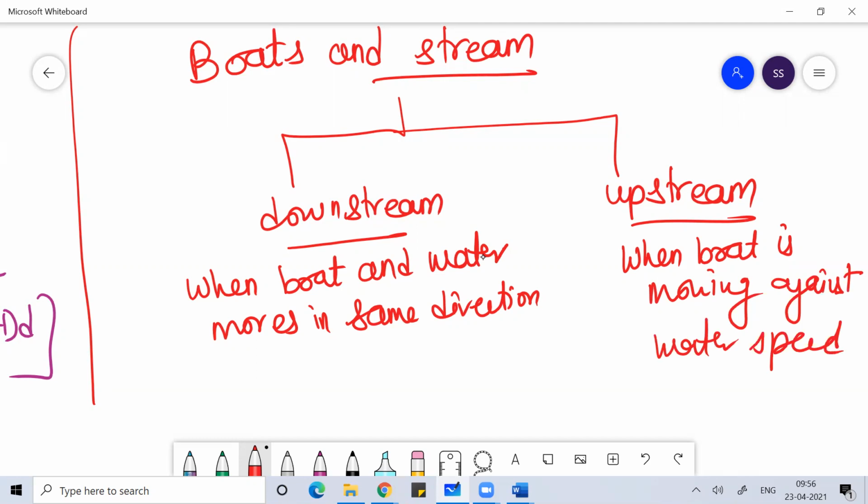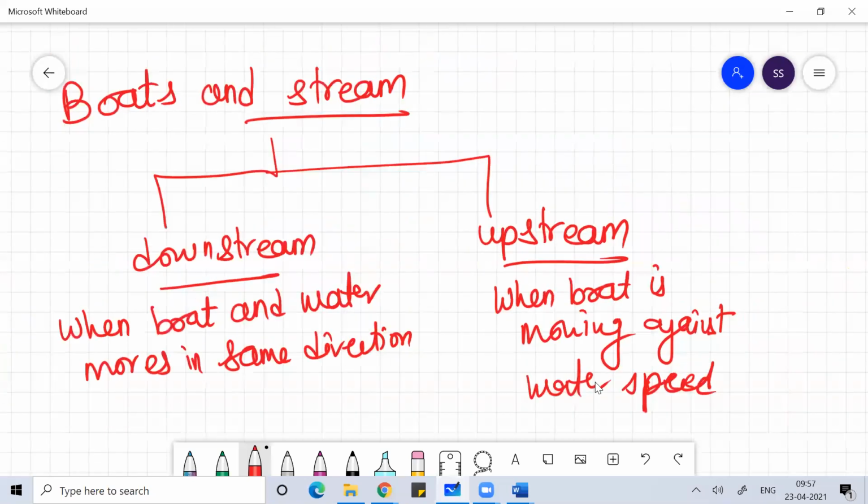When we talk about upstream, we need to move against the water speed. So that means our speed should be more than the water speed. Then only we can move against the water. So you can easily understand this concept. In boats and stream, we are talking about two concepts: the concept of downstream and the concept of upstream.